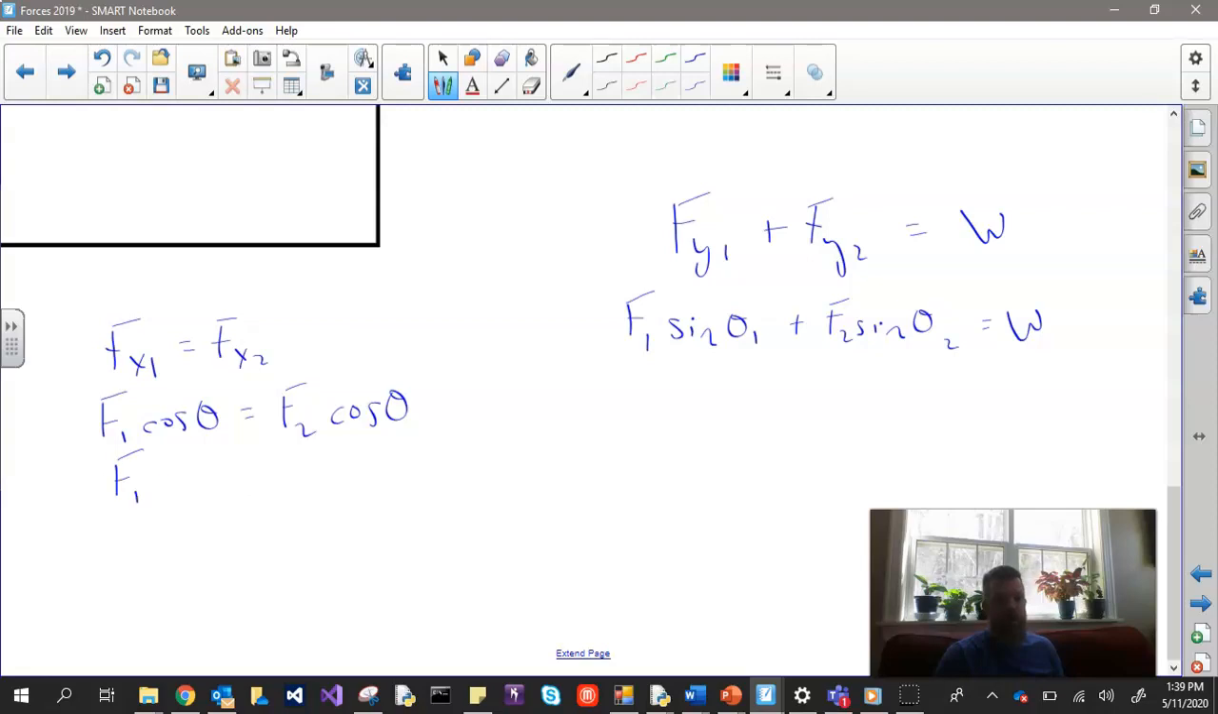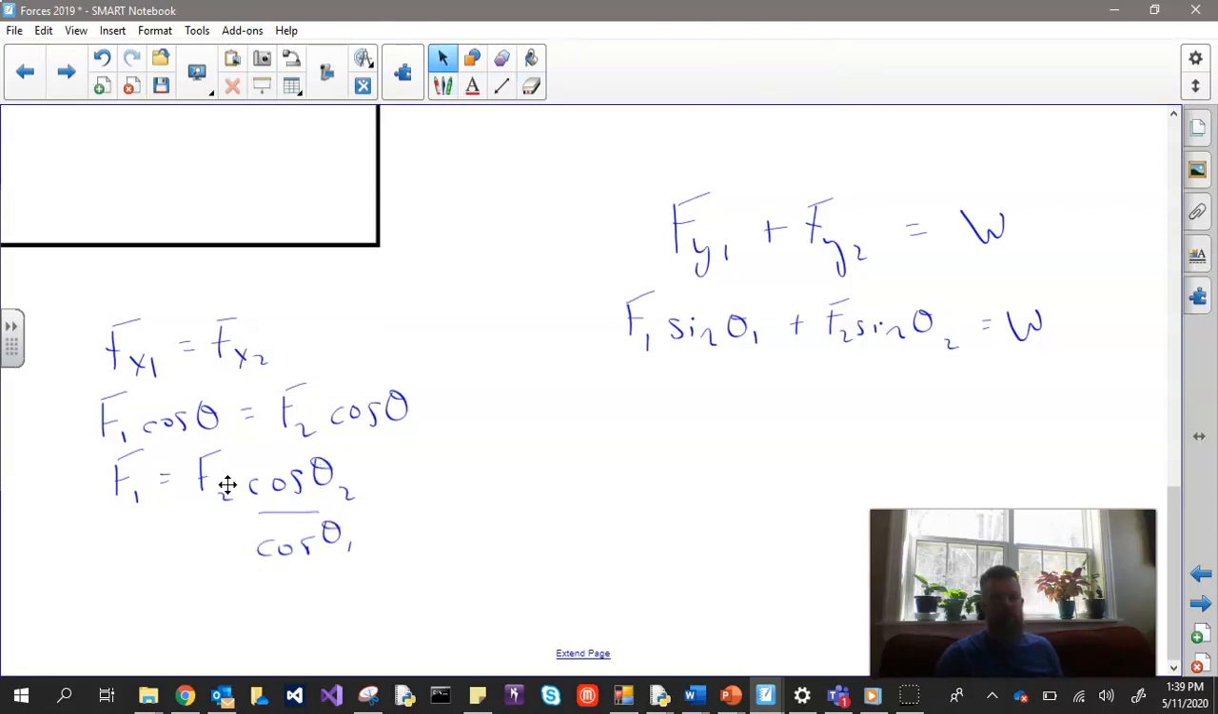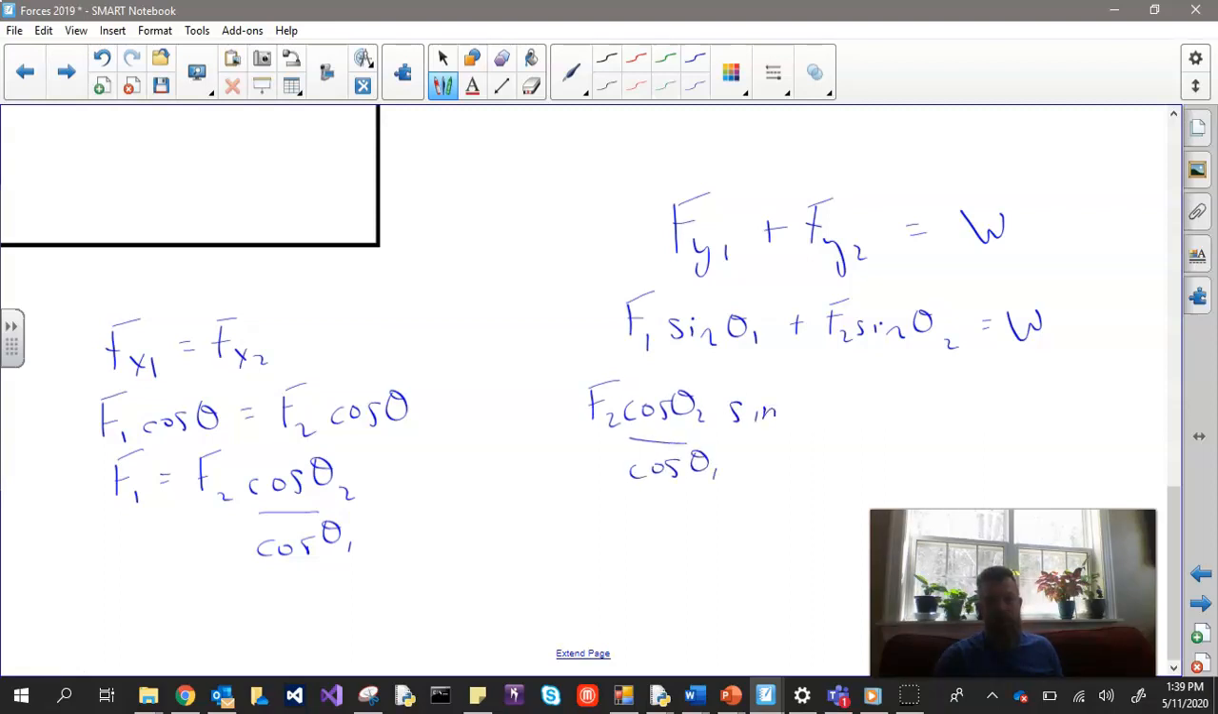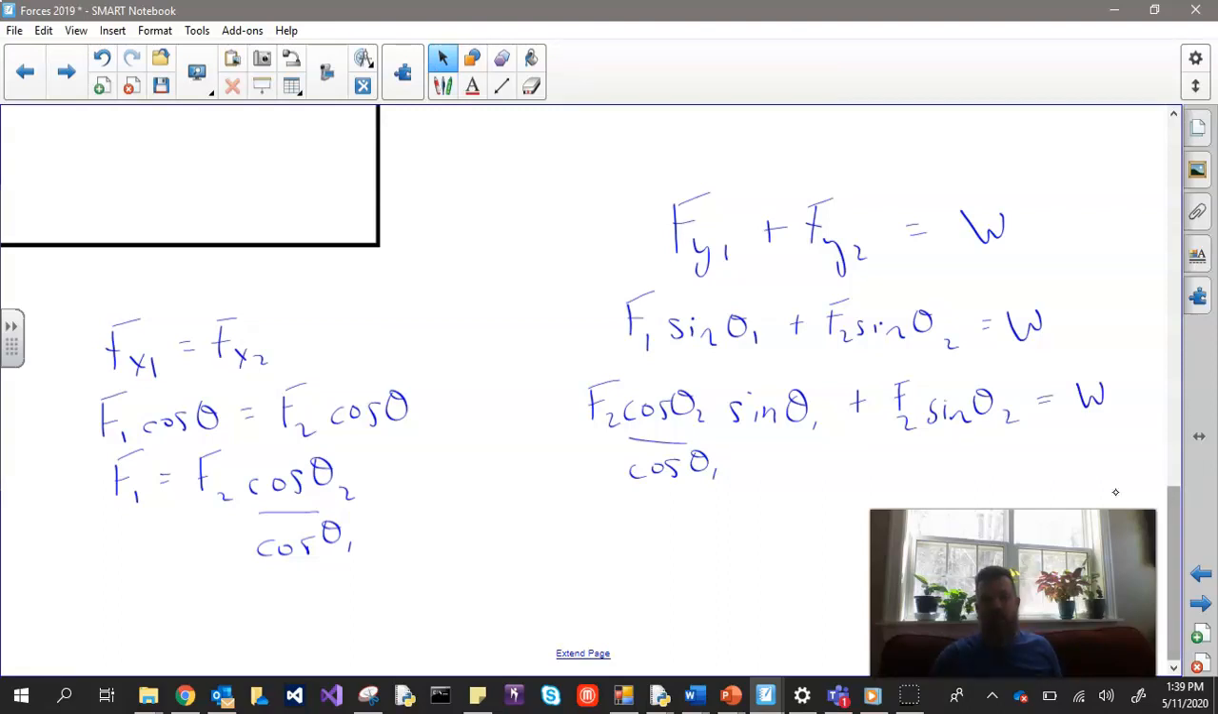And f1 would equal f2 cos theta 2 over, sorry, that's a little bit ugly, over cos theta 1. You can put the values in and find a ratio. So f1 equals f2 times by some number. Or you could substitute them right in. So f1 is going to be replaced with f2 cos theta 2 over cos theta 1 times sine theta 1. I know it's getting a little bit crazy looking. Plus sine theta 2 equals w. Now, I like the tan theta method, but this way works well too.